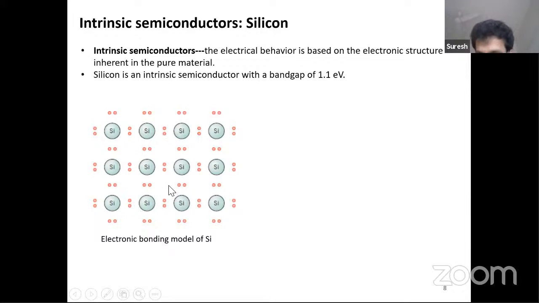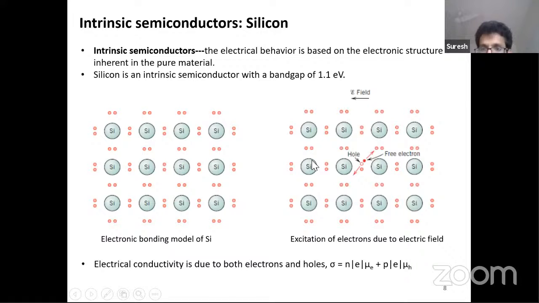But at room temperature, the thermal energy is enough to break some of the bonds and excite these electrons, right? So what happens is these electrons become free from the bond, and they can actually move under the influence of an electric field. And the hole is nothing but the missing or empty space of an electron. So you can have 2 charge carriers: one is the free electron, the other one is the hole. Under the influence of an electric field, both charge carriers move and lead to conductivity, right?